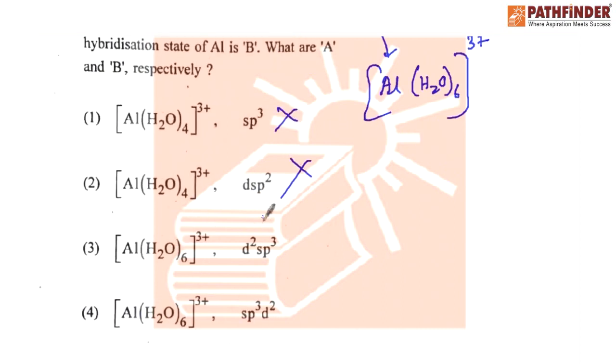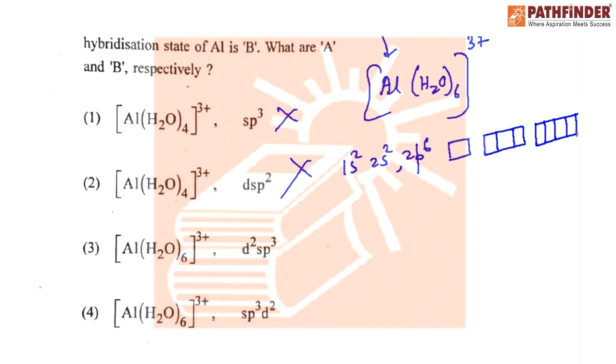First two options will not be correct. Now Al3+ means it is going to neon. Up to neon it is 1s2, 2s2, 2p6. After 2p6 there will be 3s, then 3p, and after that 3d. So it will be quite obvious that it will use 3s, 3p and 3d, so it will be sp3d2. Because the coordination number is 6, it will be sp3d2. So the fourth option will be our correct option.